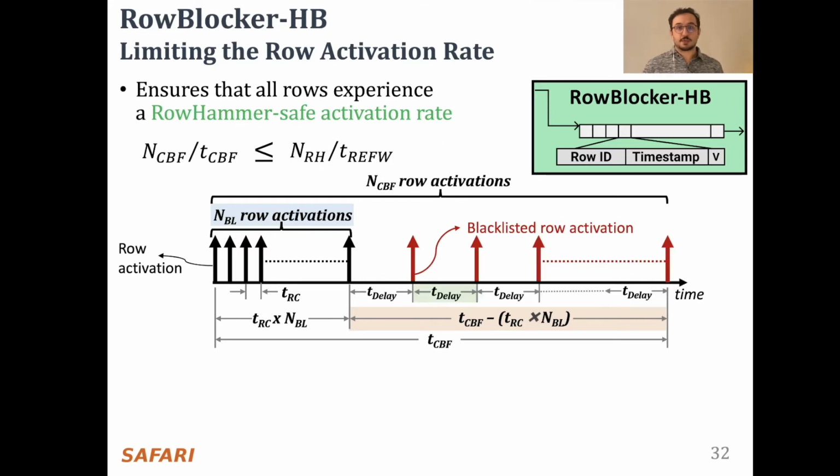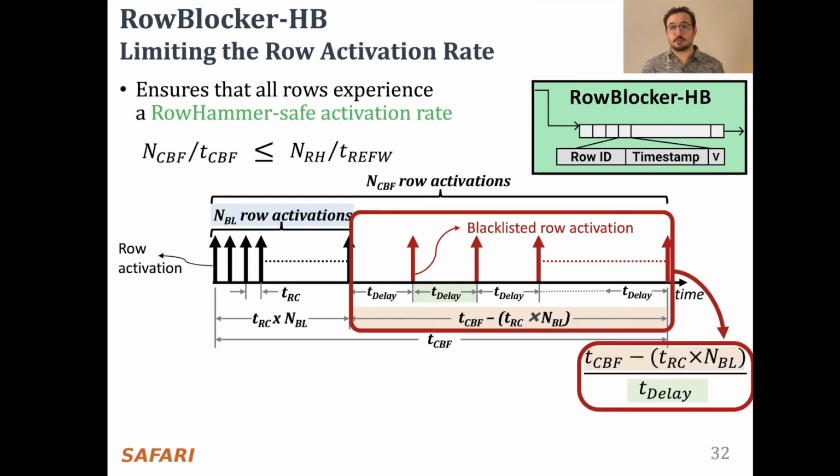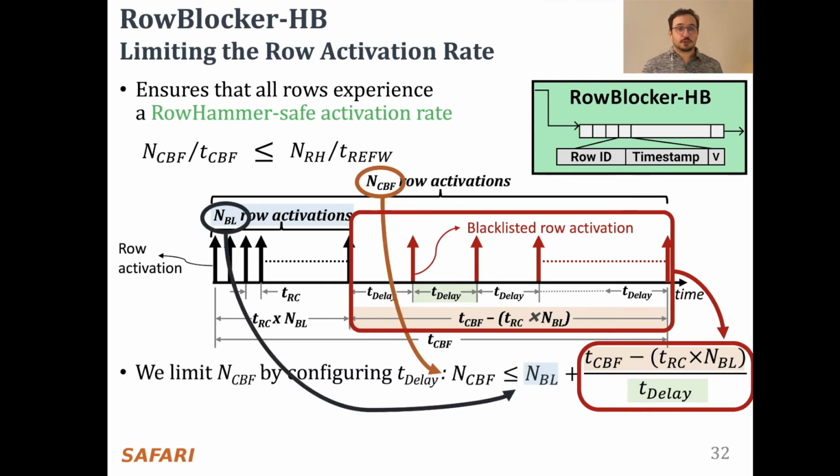And to throttle subsequent row activations, RowBlocker ensures a minimum time delay between them, called T-delay. Therefore, a row can be activated at most this many times when it is blacklisted. And by configuring T-delay in this expression, RowBlocker limits NCBF. Please refer to the full paper for more details about this calculation.